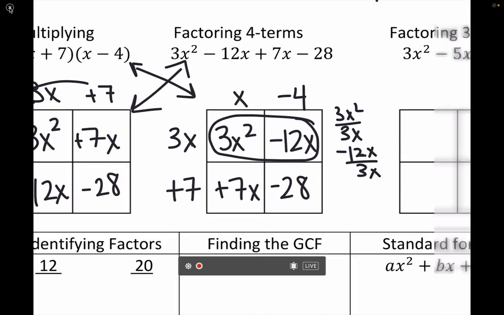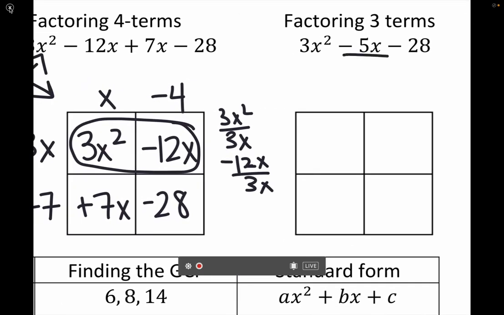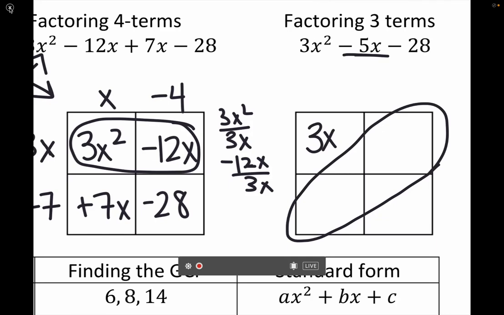So what we're going to talk about today is what do you do when you're not given the two middle terms, okay? So how are we going to figure out what goes here? So we're just going to set this one up, 3x squared minus 28. Those still are going to go there, but we got to figure out what goes in these two boxes here and here that together would be a negative 5x. And that is kind of where we're going today.